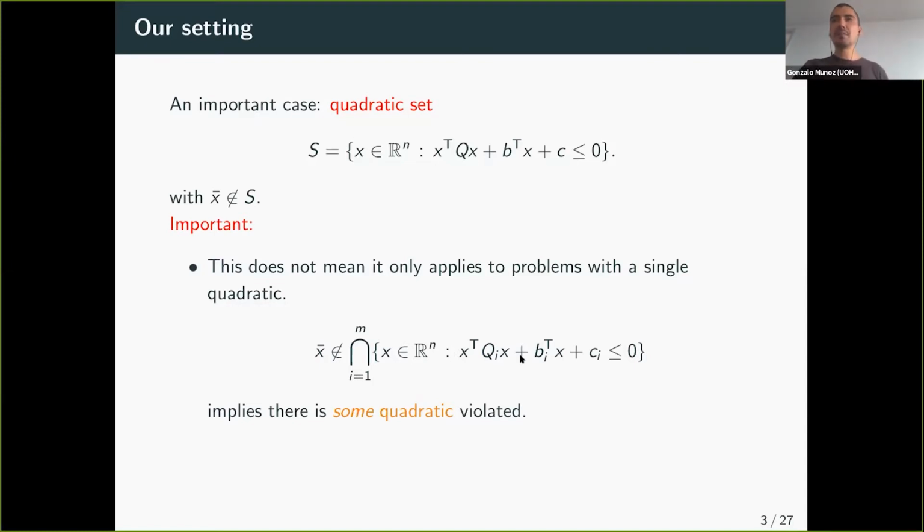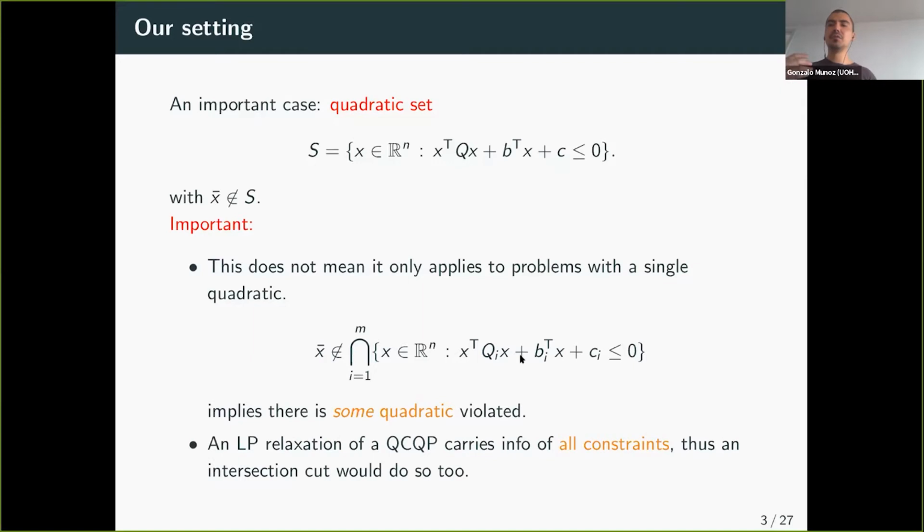And another thing to keep in mind is that normally when you construct this cone that I showed at the beginning, it's also carrying information of the rest of the problem. So the cut that you would get will also have that information. It's just that in our case the maximality notion of our sets is going to be with respect to this one quadratic set.